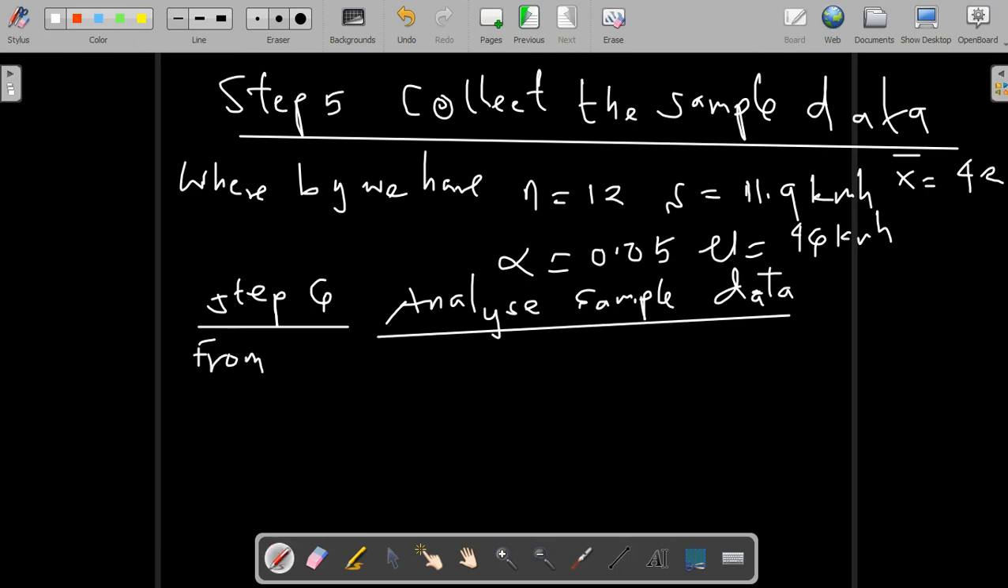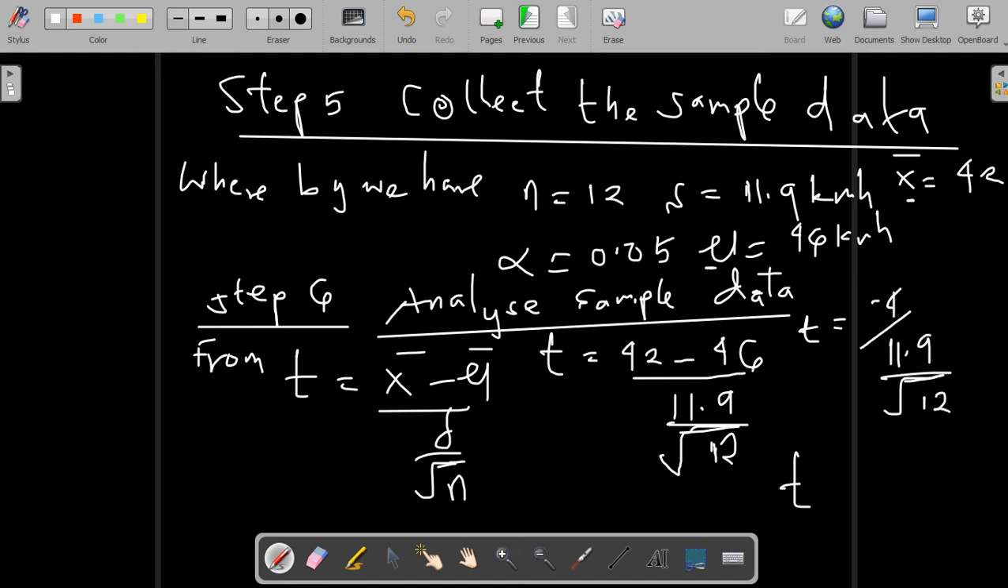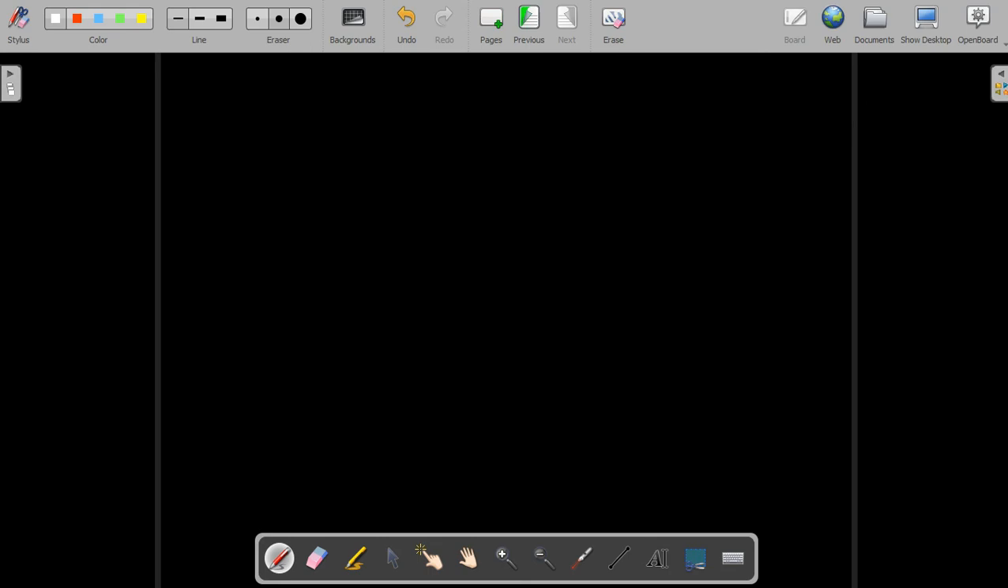We solve for our T calculated by plugging the data that we have into the formula. Now T calculated is equal to sample mean minus population mean over standard deviation divided by square root of n, which is the number of observations. This now will give T calculated equal to 42 minus 46 over 11.9 divided by square root of 12. The answer will be T calculated equal to negative 1.164.